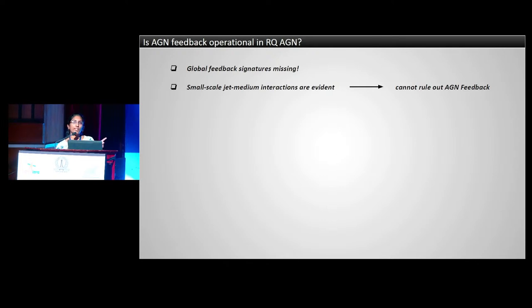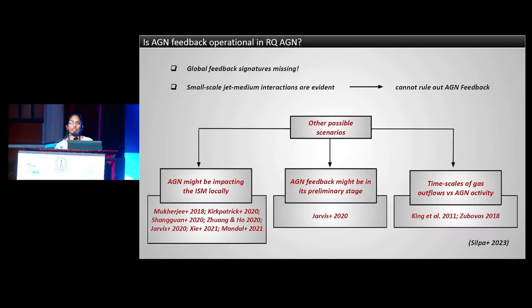But we do see small-scale jet-medium interactions, which could suggest that the AGN may be impacting the ISM locally, or it could be that the AGN feedback has been in its preliminary stage. As in, the radio outflows may eventually impact the ISM, but they have been captured too early in their feedback process. And the third scenario is the relative evolution timescales of the gas outflows versus the AGN episodes. For example, the gas outflow that we are looking at may not have been inflated by the current AGN episode.